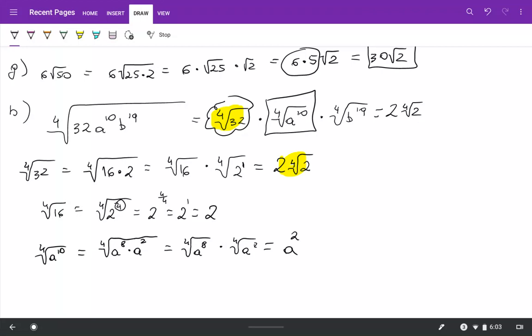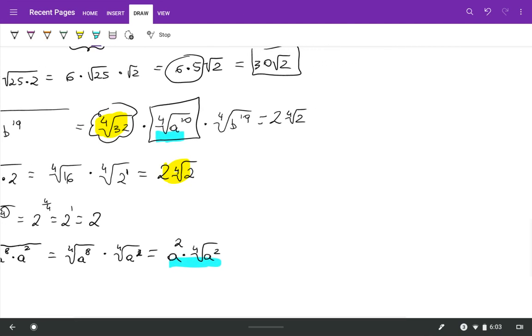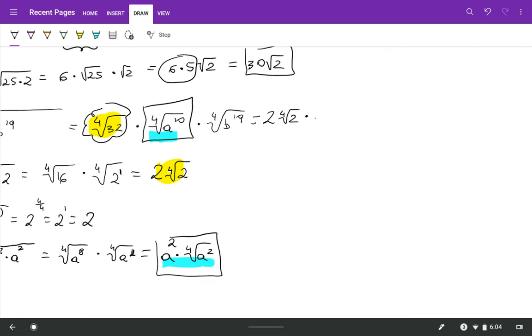And here, radical of index 4 of a squared can't be simplified because like you guys see, 2 is less than 4. So to be able to simplify a radical, the power inside of the radical should be greater than or equal to 4. So I just copy that as times radical of index 4 of a squared. Okay, so that's that second expression right here. So let me just copy this down. So times a squared, radical of index 4 of a squared.